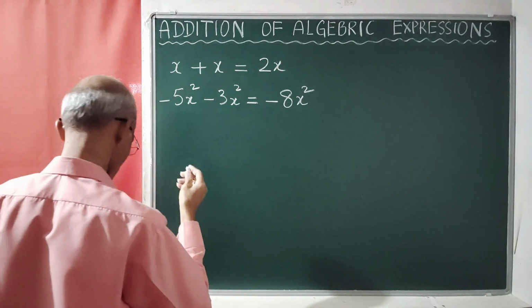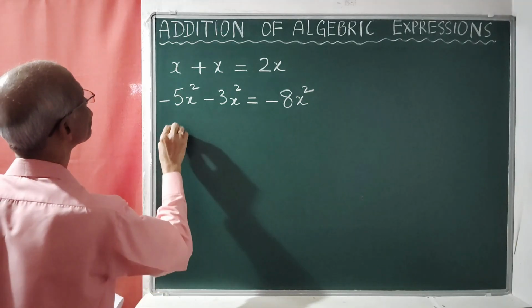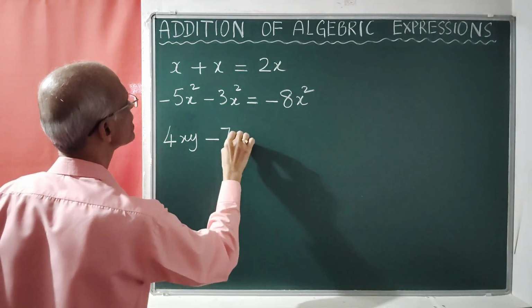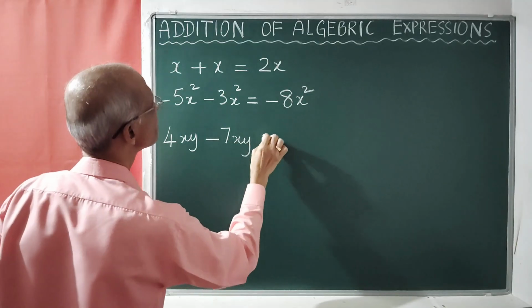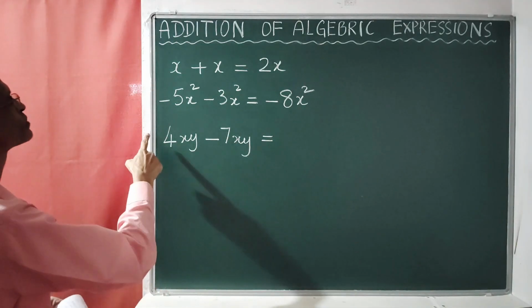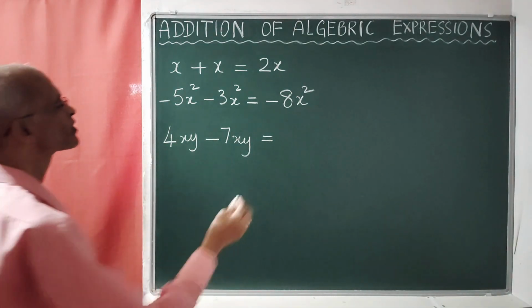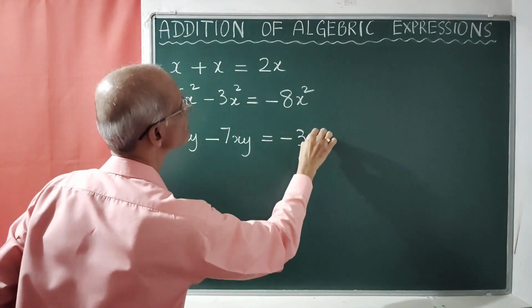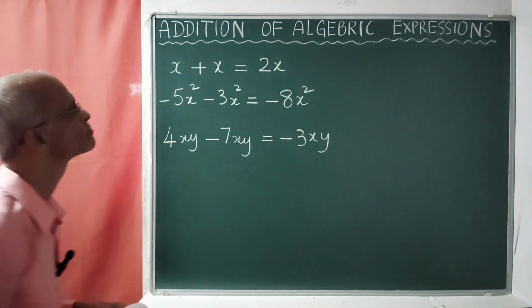Now, 4xy minus 7xy. Here plus 4 minus 7, we get minus 3. Keep the variables as they are.